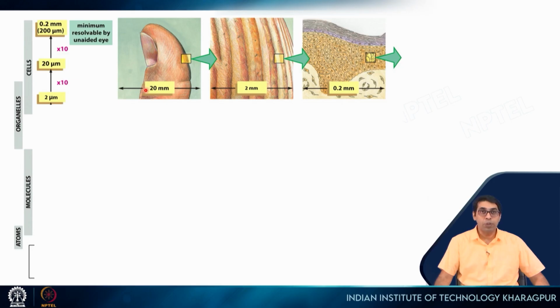So, this is 20 millimeter, which is 2 centimeters. If we zoom in to a particular part of your thumb 10 times, then this is 2 millimeter, and we can see all these ridges. So, these ridges are the ones which actually form the fingerprint of your finger.